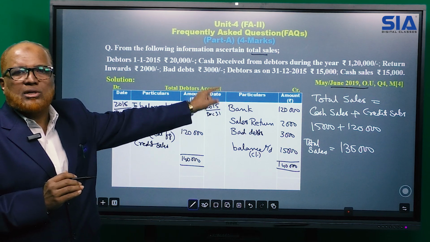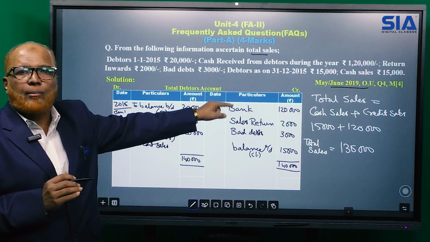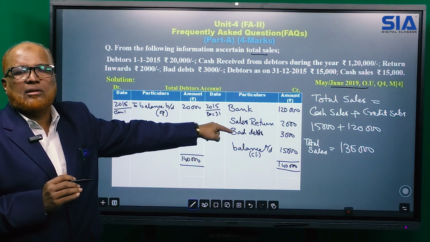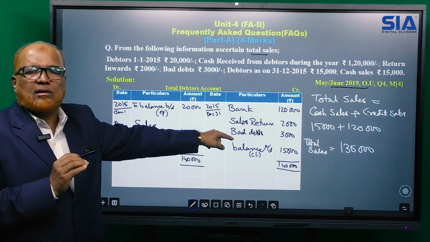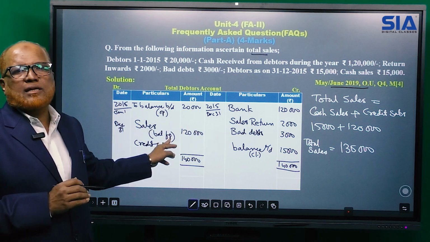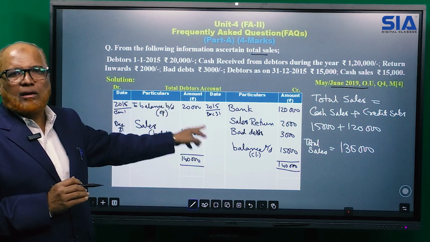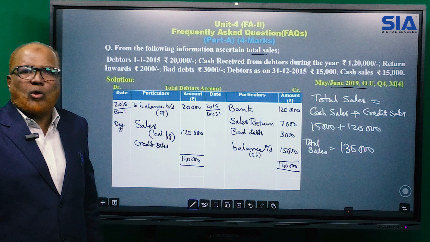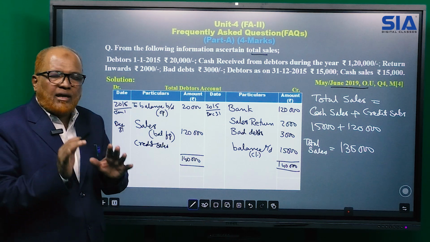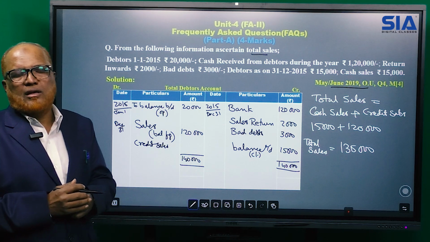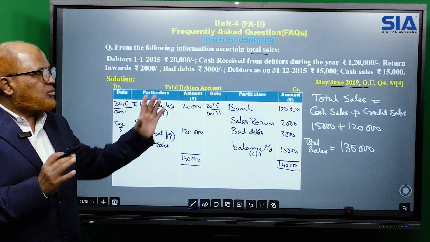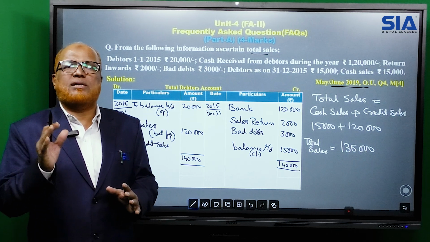So bank account, sales return account and bad debts account, these three accounts will appear on the credit side, and on the debit side, sales account, apart from the opening and closing balance. That's all. Hope you understood this problem. I have explained each and every point in detail. Hope you understood how I solved the problem of finding out the total sales.